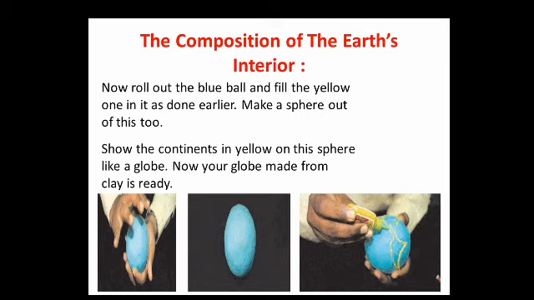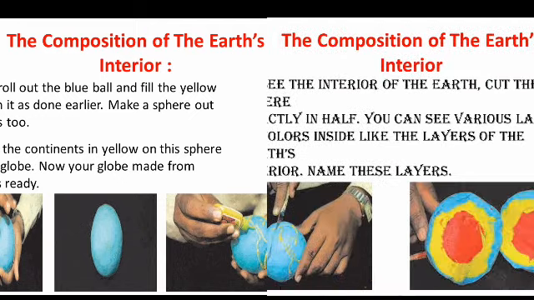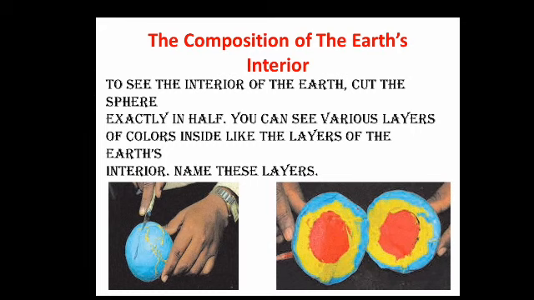To see the interior of the earth, cut the sphere exactly in half and you can see various layers of colors inside, like the layers of the earth's interior. Name these layers: crust, mantle and core. From this figure you will get an idea. Red is core, yellow is mantle and blue is crust. There are also subdivisions or sub-layers, which we are going to study in detail.